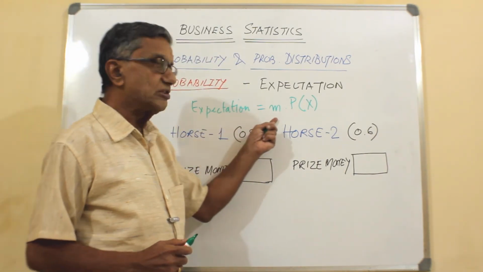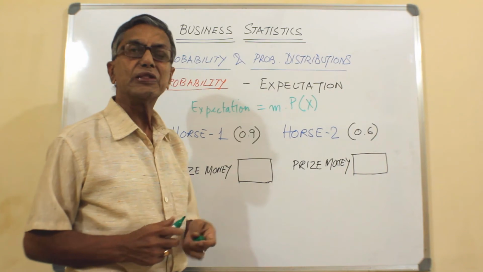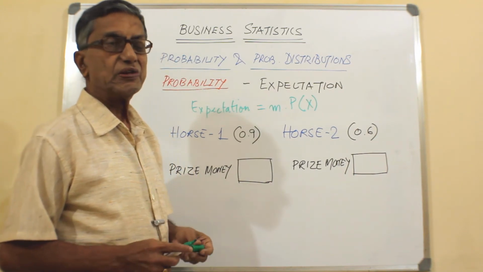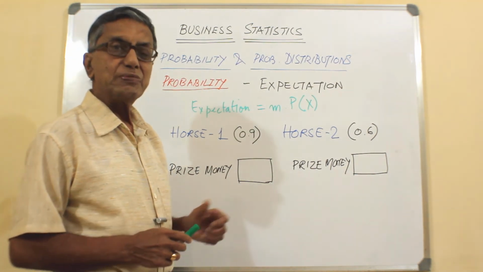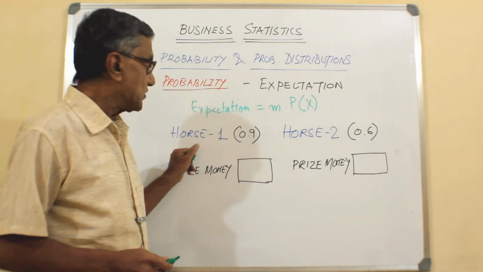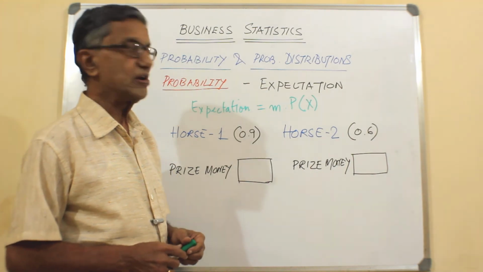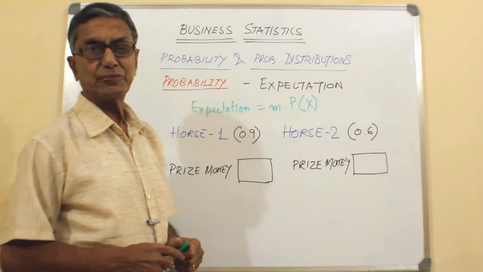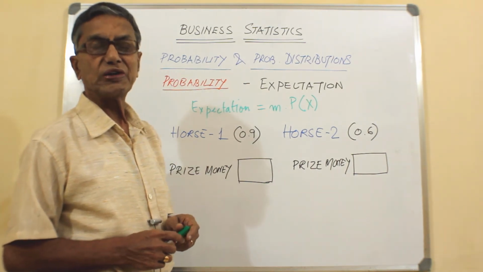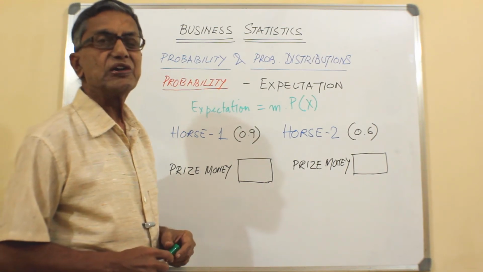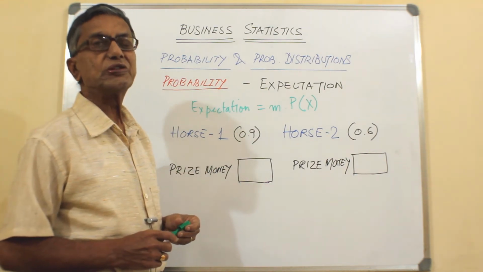Expectation is the prize money, or the entity which is going to give the benefit, multiplied by the probability of that event occurring. Now let us take an example in a horse race. When you gamble in a horse race, horse one has a probability of winning of 90% or 0.9, and another horse has 0.6 as a probability. Obviously, if you bet on this horse, you are most likely to win. But what you really need to understand is what is the net return I am going to get? Because it is a very favorable horse and most of the time it's going to win.